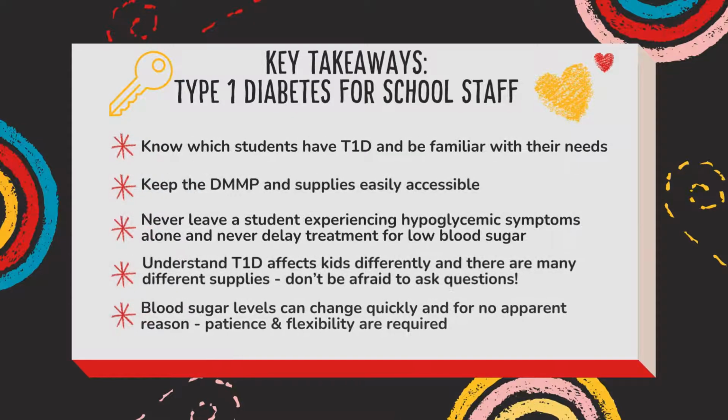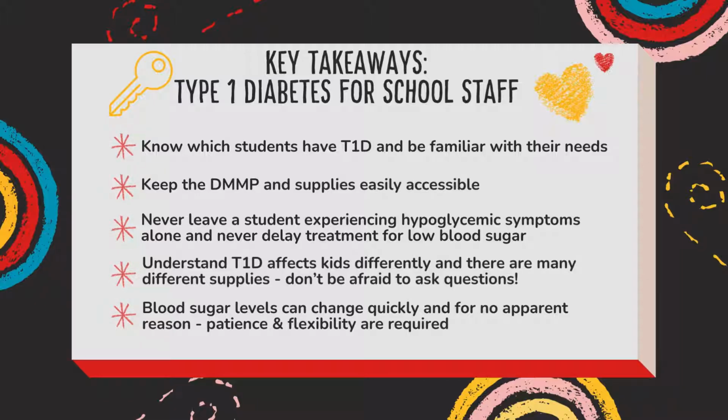As school staff, we all play a vital role in supporting students with type 1 diabetes. It's important to know which students have type 1 diabetes and be familiar with their needs and where to find their diabetes medical management plan and supplies, including quick-acting sugar sources. For students with type 1 diabetes, hypoglycemia poses the most dangerous risk, and school staff should never leave a student experiencing hypoglycemic symptoms alone and never delay treatment for low blood sugar.